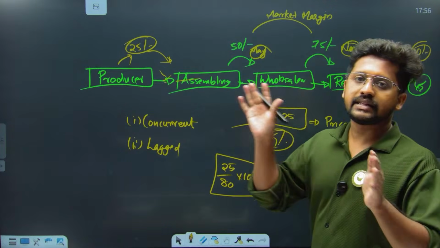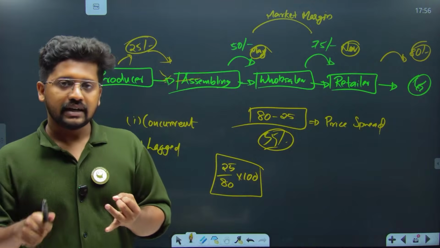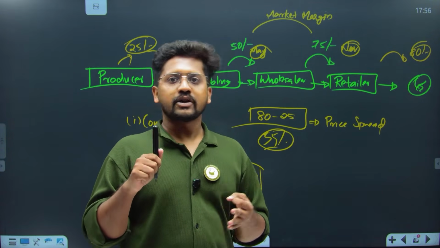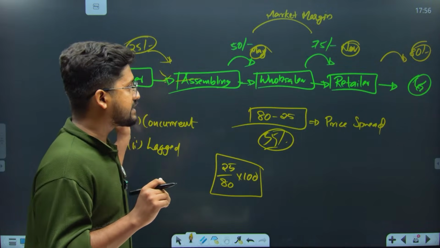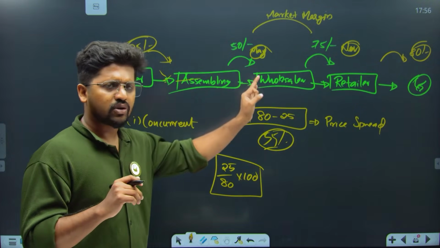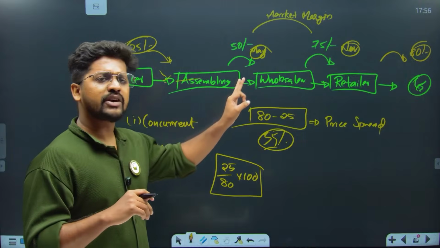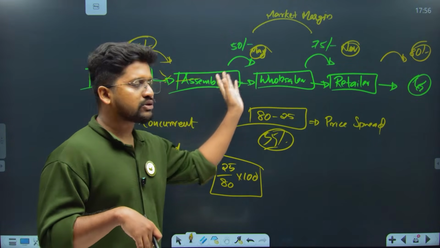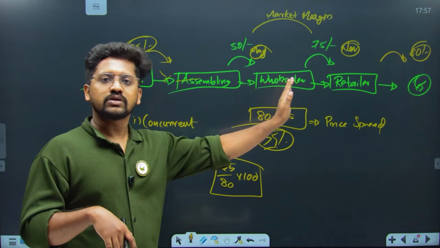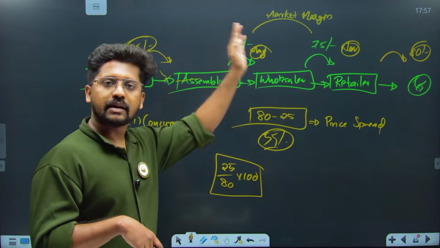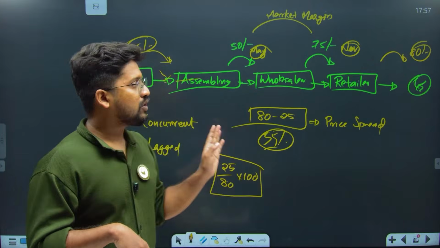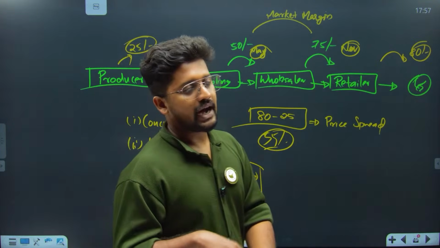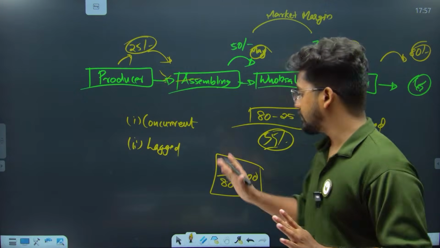We have studied many things with a single image: market margin, concurrent margin, lagged margin. Then market cost, you already know, I guess: whatever cost is incurred in between, such as transportation cost and storage cost, whatever cost an intermediary faces from buying to selling, that is the cost of that intermediary. When the entire cost is summed, you get the marketing cost. So: marketing cost, marketing margin, price spread, producer's share in consumer's rupee, and how it affects marketing efficiency. This much we have covered here.